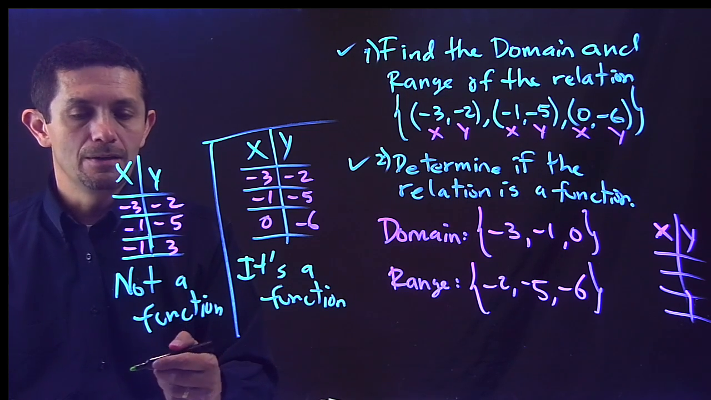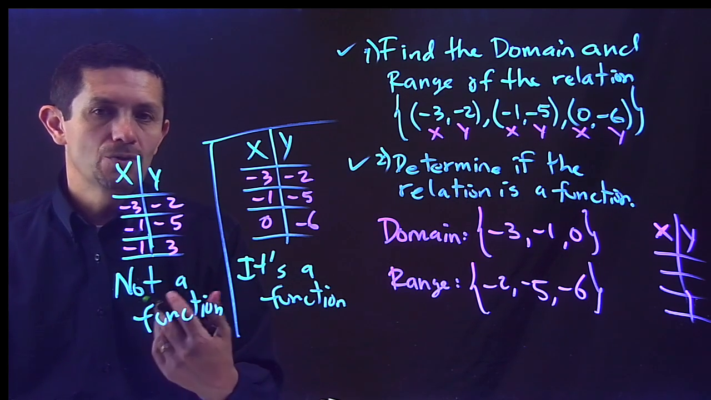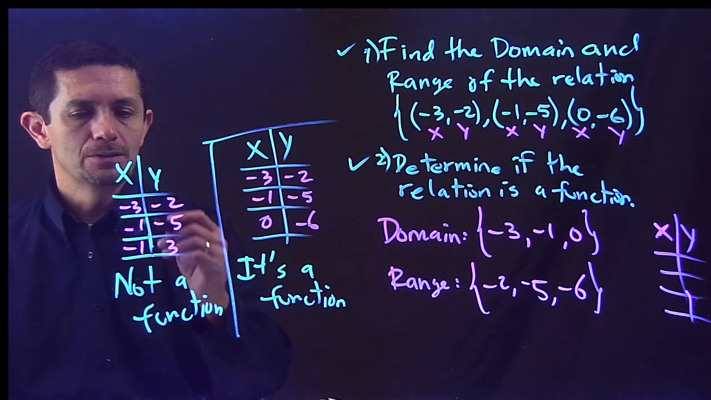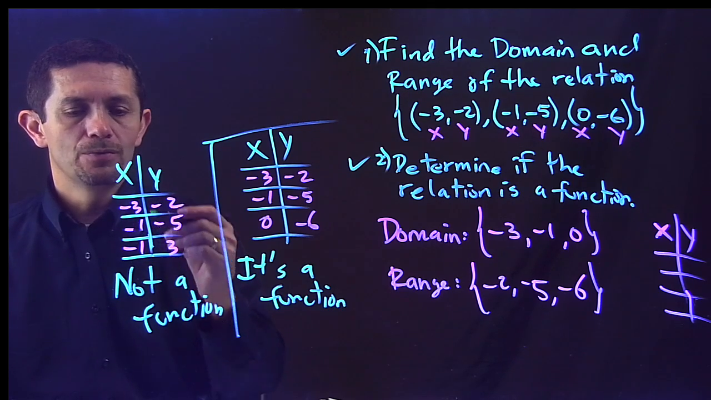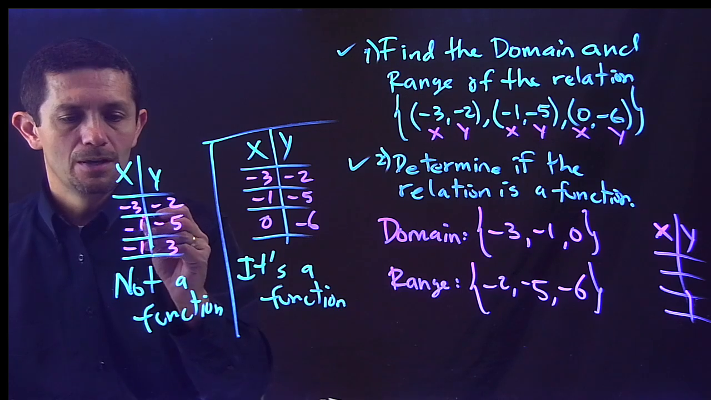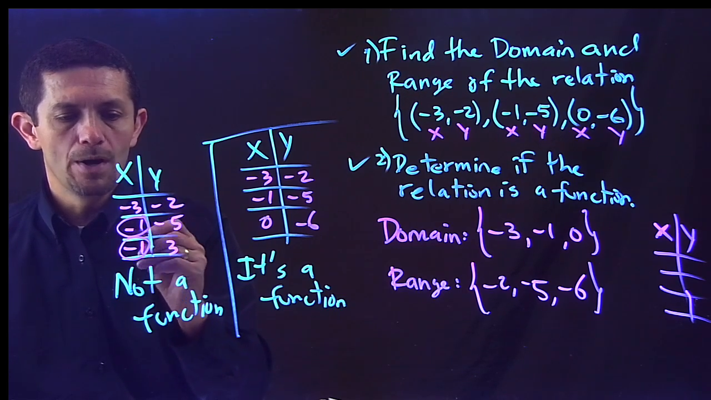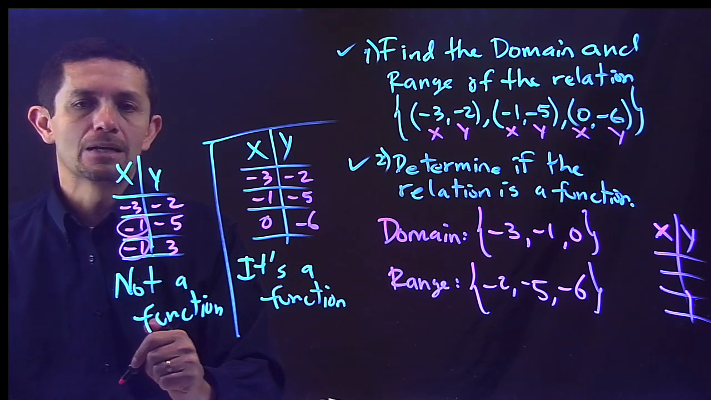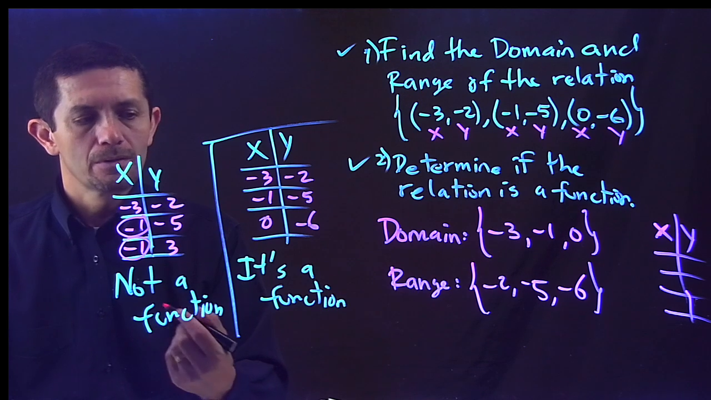Alright, so that's the idea. How to look fast or how to identify better is check if there's any value of x repeating. Is there any value of x repeating here in the table of values? Yes, I had a -1 twice. Because of that, it's not a function. Okay? So that's a shortcut.